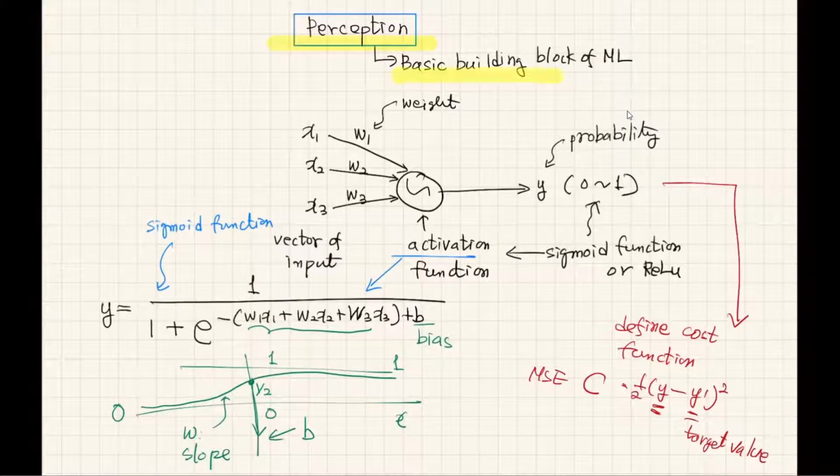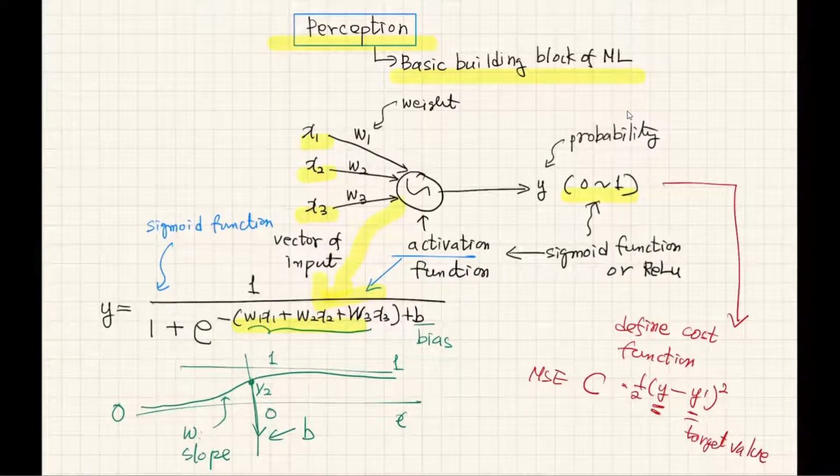Perceptron is the basic building block of machine learning, so you have to have the right idea about the perceptron. A perceptron has the input vector x1, x2 and x3. The summation of each x multiplied by w is inserted into the activation function with bias b. This weighted sum is the input of the activation function, and for the case of the sigmoid function the output range will be 0 to 1.